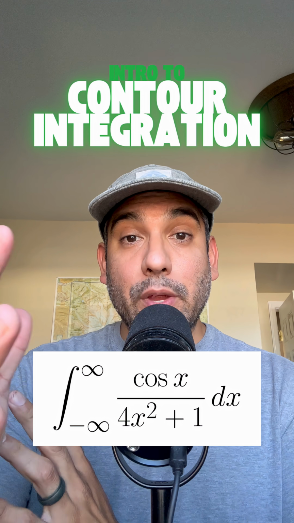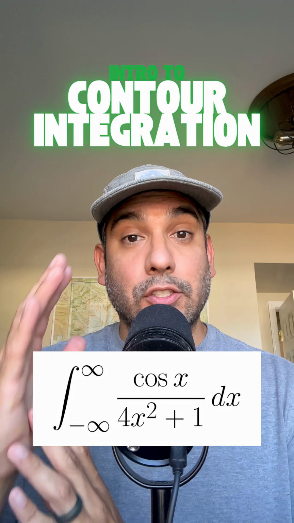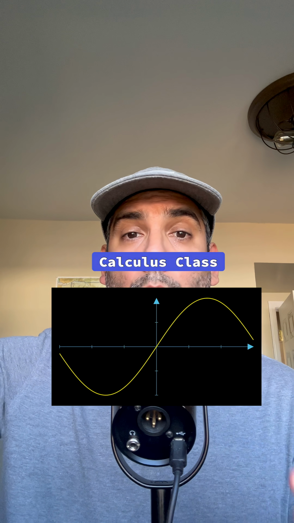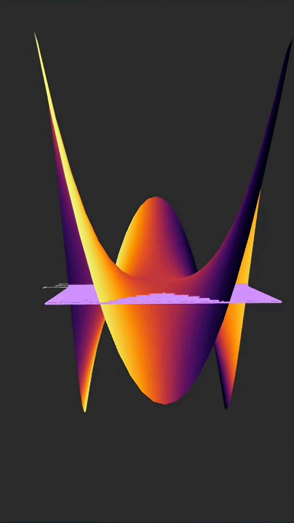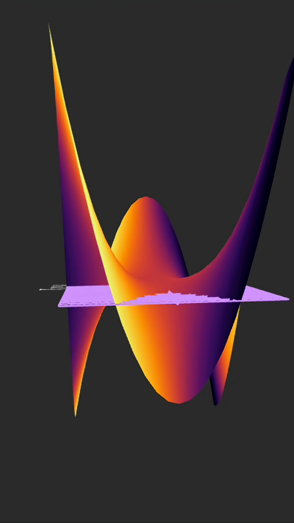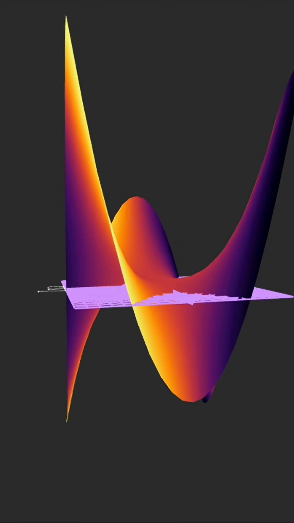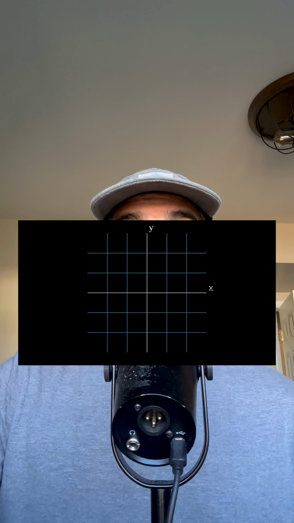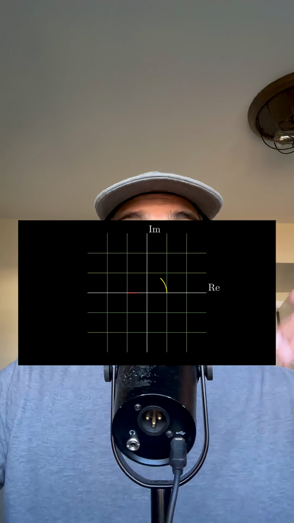Let's talk about an integration technique that not many calculus students get to see. In calculus 1, 2, or 3, we're always working around the x and y plane. But what happens when you're given specific functions that are going to require us to now start thinking about the complex plane? And in the complex plane, we do something called contour integration, where instead of integrating from one x value to another, we're now integrating about a contour.